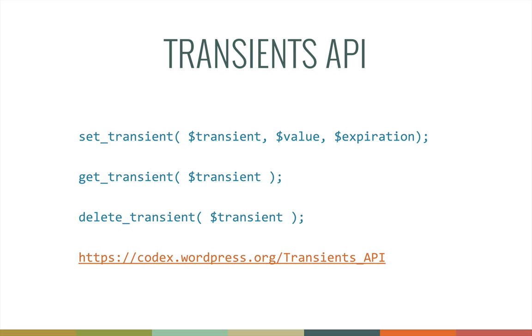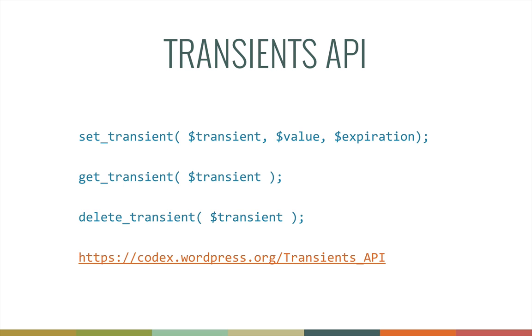WordPress has a Transients API, which makes it super easy to cache small chunks of data. WordPress will even store transients in RAM if available on your server for extra speed. Using transients can also improve the performance of caching plugins. So either way, it's a good idea to cache data with the Transients API to help speed up your site. The Transients API is really easy to use. There are three main functions: set transient, get transient, and delete transient, which are all pretty self-explanatory.